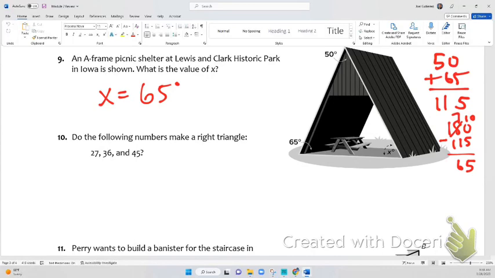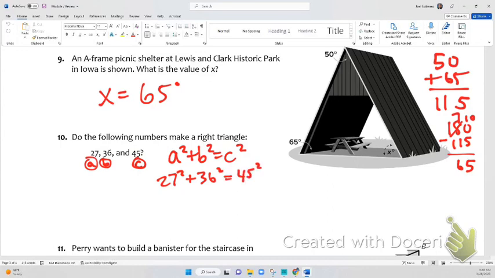So remember, the longest side is always the c. So between the 27, the 36, and the 45, this one's my c. These don't matter. I'm going to call this one a, and this one b. So when I plug it in, a squared plus b squared is equal to c squared. I plug in what I know. This is 27 squared. This is 36 squared. And then this equals 45 squared.